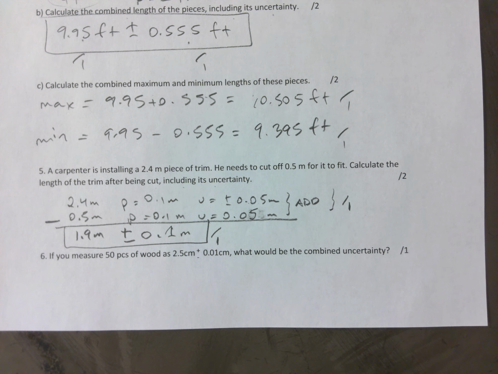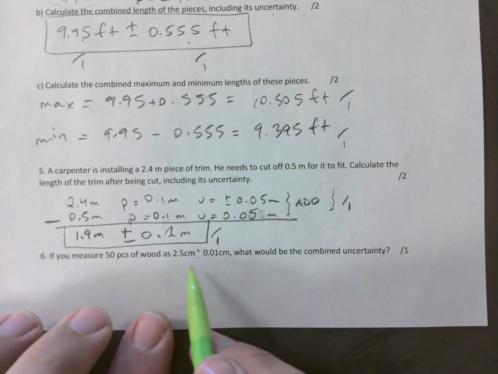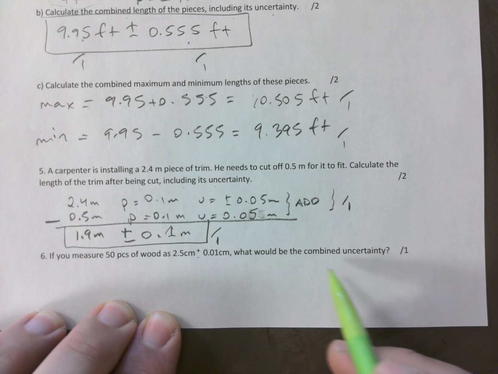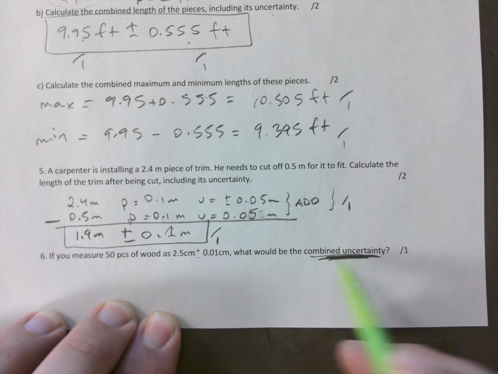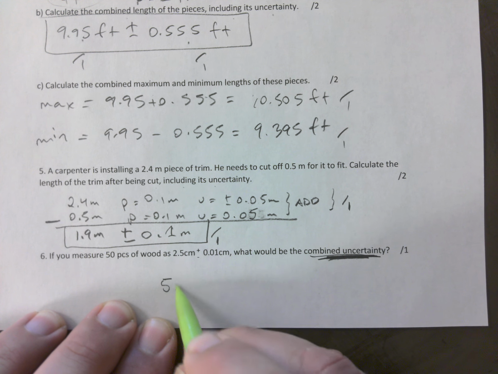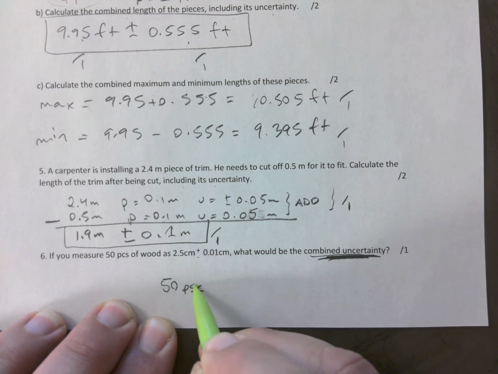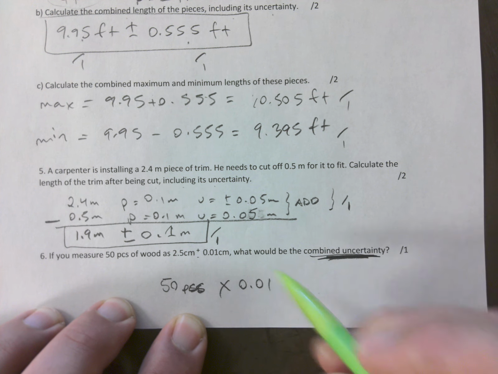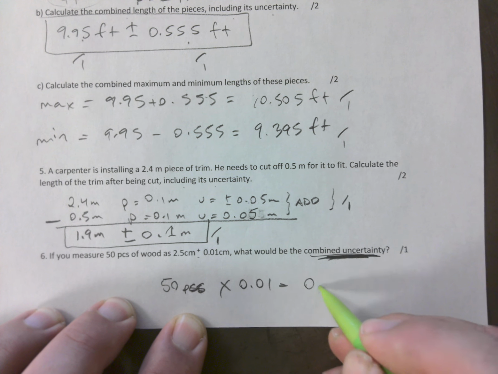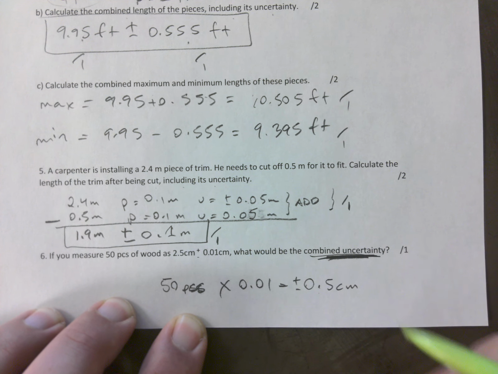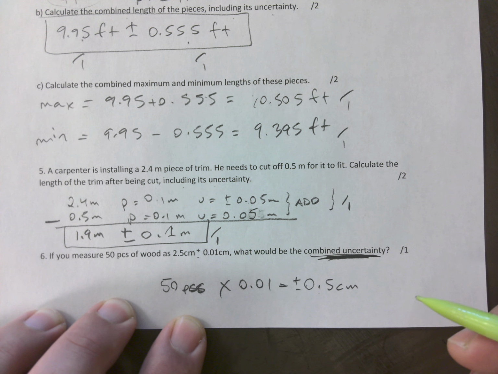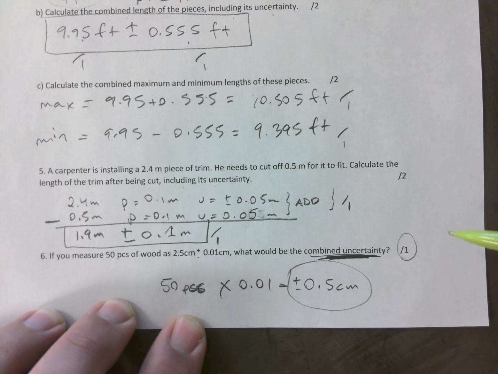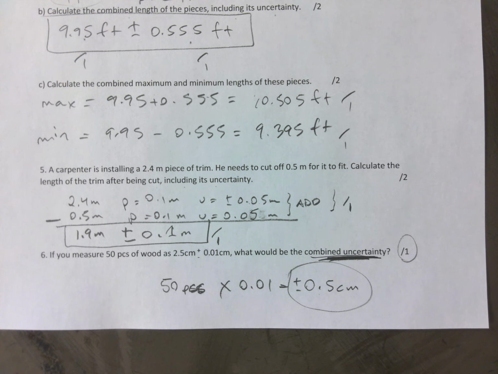Last but not least, if you measure 50 pieces of wood as this, okay, already giving you the uncertainty, what would be the combined uncertainty? All it wants is the combined uncertainty. And the answer is 50 pieces times 0.01. So we just multiply 50 times that uncertainty, and that's 0.5 centimeters. That's what I wanted you to do. It's just a 1 marker, so that should indicate how much work is required.